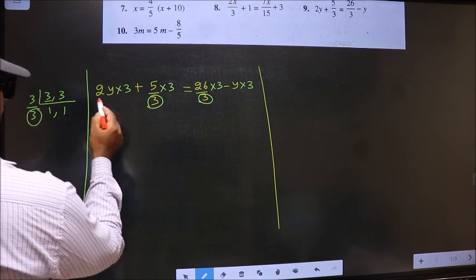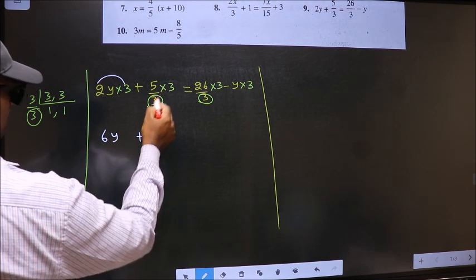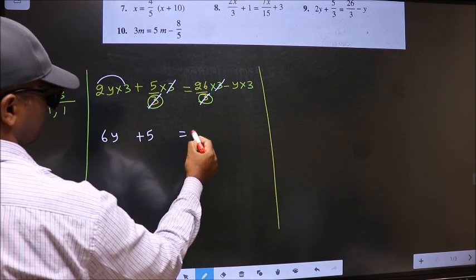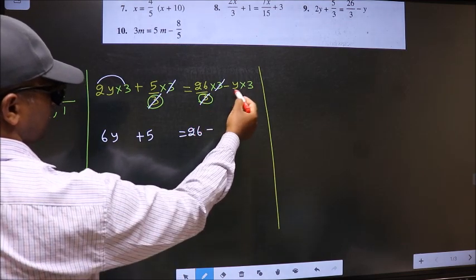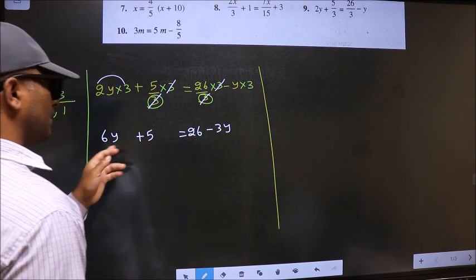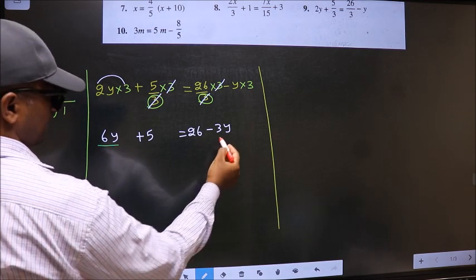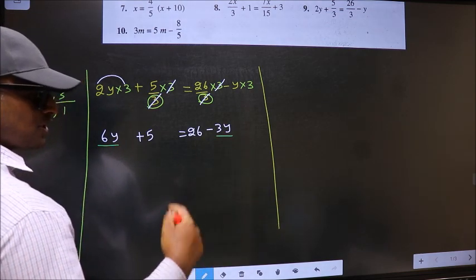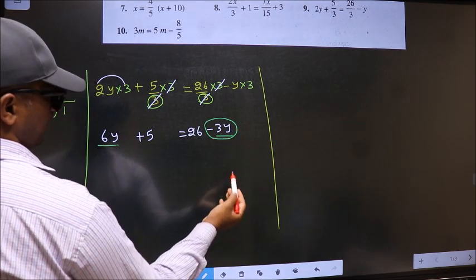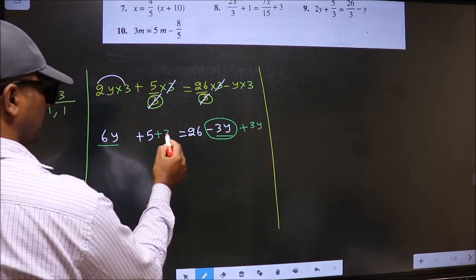Now 2y into 3, 2 into 3, 6y as it is, plus 3 cancel out, we get 5, equal to, here 3 cancel out, we are left with 26, minus y into 3, 3y. So here we don't have any more denominators left. Now here we have y, here also y. All the y terms should be on one side. For that we should remove minus 3y from here. To remove minus 3y, you add 3y on both sides.